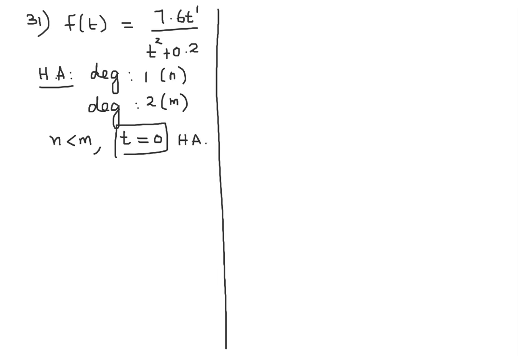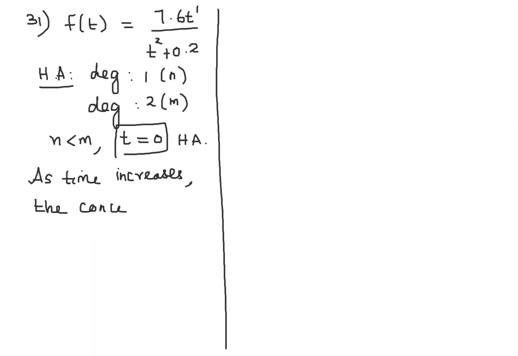Now what does that mean? That means the concentration of the flu medication in the bloodstream approaches 0 as time increases, as time goes up. You have to interpret the meaning of this horizontal asymptote.